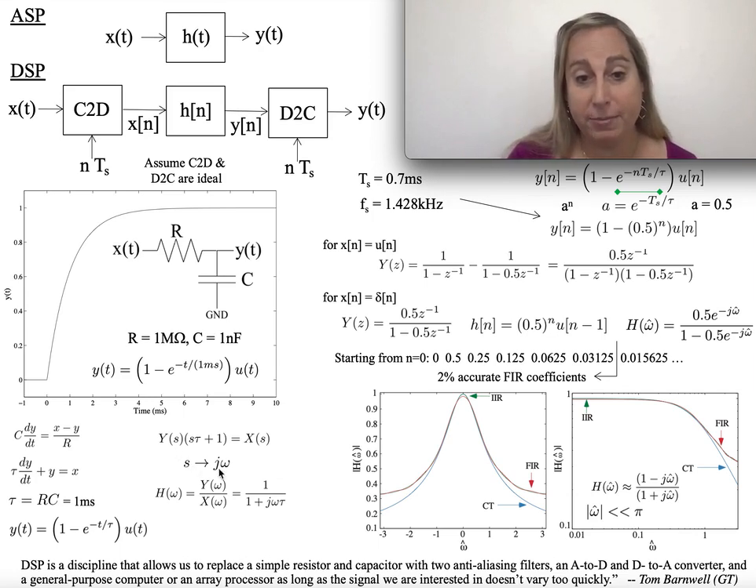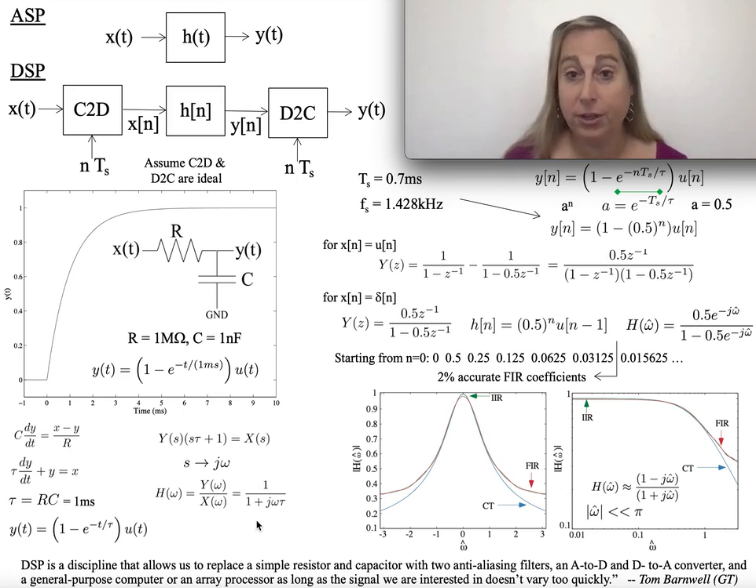I could also ask what happens if I have a frequency input, and that's a frequency response. That would take the s and make it go to j omega, basically removing the real part of the Laplace. And I get a response as H of omega, transfer function Y over X, is 1 over 1 plus j omega tau. You think, okay, this is good, right?